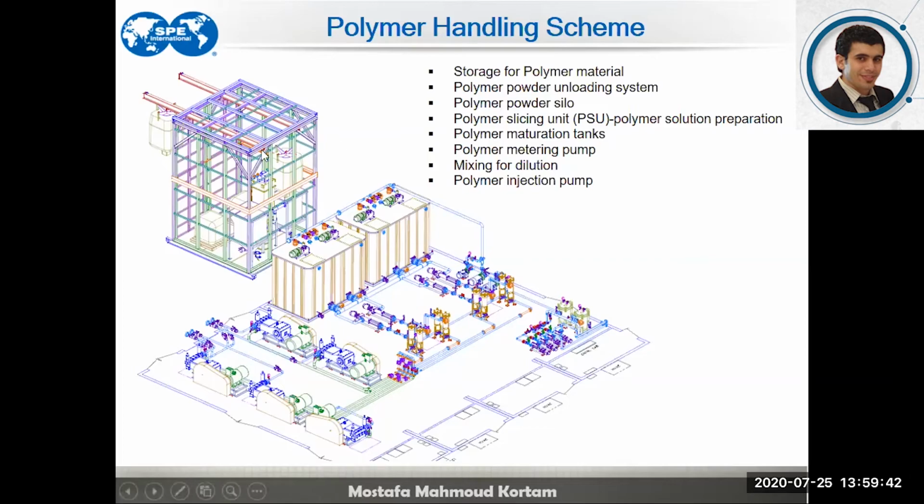So there are two steps: preparing a mother solution, a thick solution that has an order of several thousand ppm, then diluting it again to reach the level of the designed polymer injection into your reservoir. Then we flow it through a polymer injection pump that is responsible for injecting and delivering the polymer solution to the wellhead.